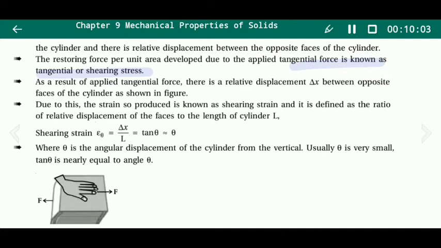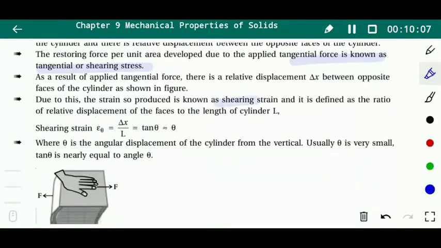Due to this, the strain produced is known as shearing strain. This is the shearing strain, and it is defined as the ratio of the relative displacement of the faces to the length of the cylinder, that is delta x by L.